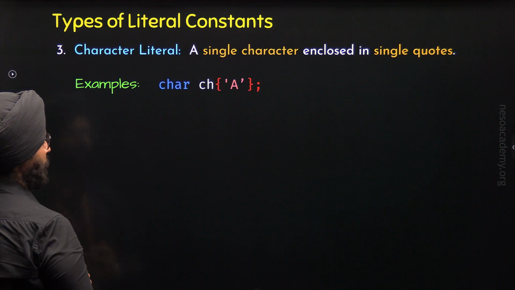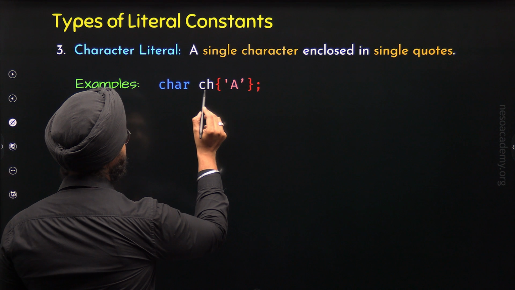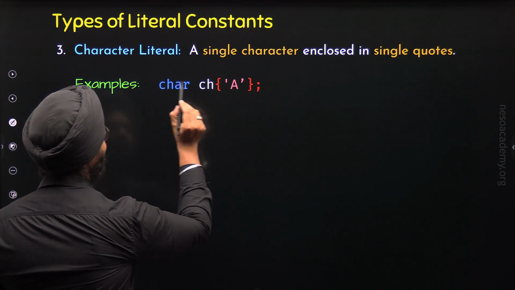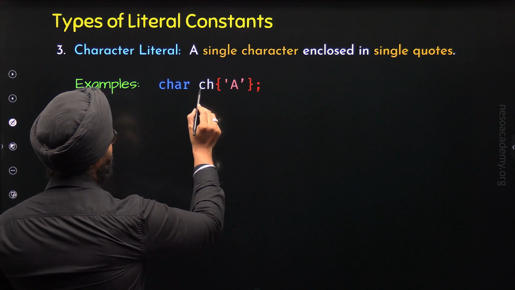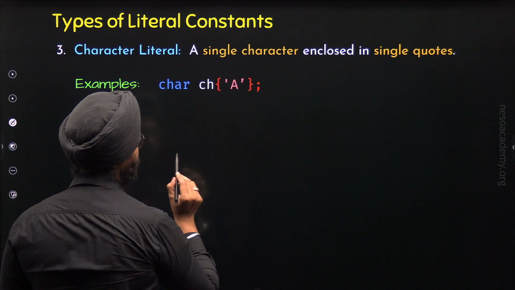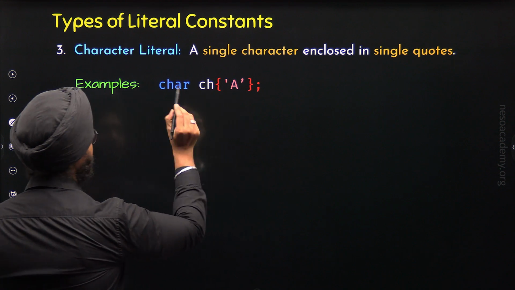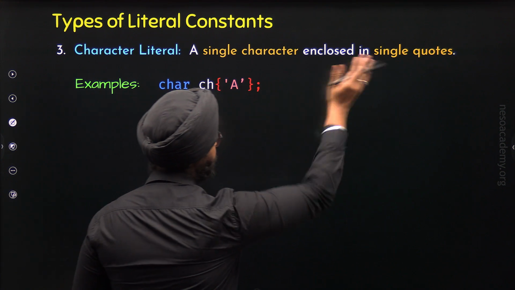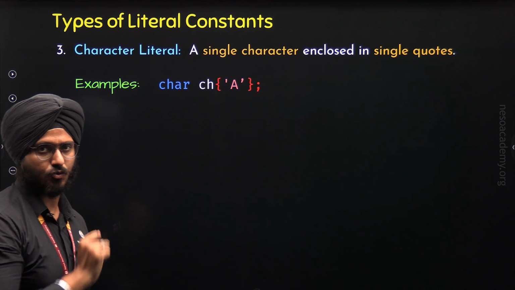Here is the first example. I have defined this variable ch of type character. Therefore, this variable can hold a character. You can observe that this variable is holding this character capital A within single quotes. This is a character literal because this is a single character enclosed within single quotes. I hope it is clear to you now.